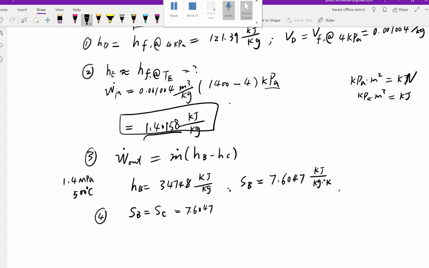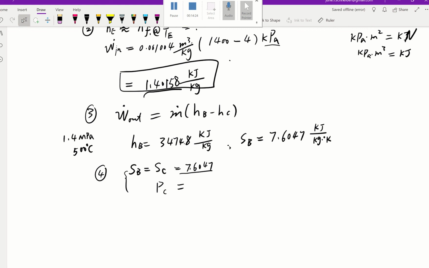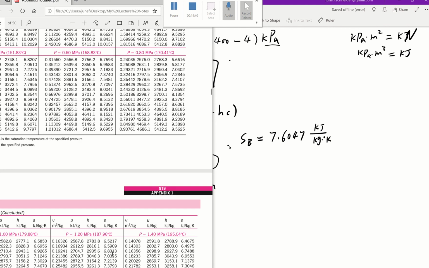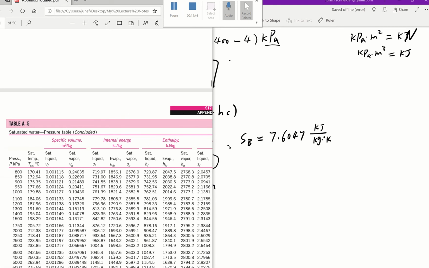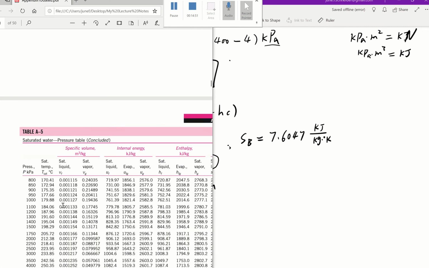Now we have two properties. At point C, we not only know our entropy, we also know the pressure at point C, which is 4 kilopascal. Now we're going to go back to the pressure table, which is table A5, to see how this entropy is located in terms of SF and SG at that pressure. So let's go to table A5, at 4 kilopascal.